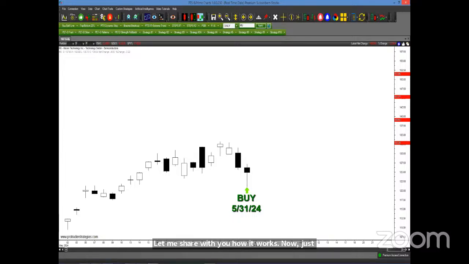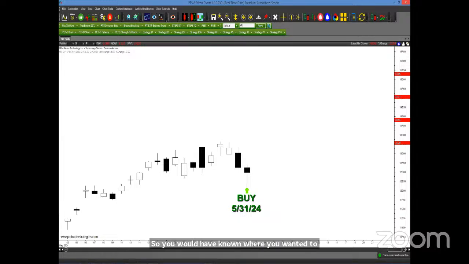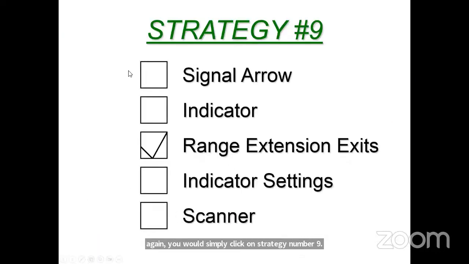Now, just about a month ago, here was an actual signal that was generated you could have scanned for in Micron, in MU, okay? It was a buy signal on the 31st. So you would have known where you wanted to enter, where you wanted to place your stop, but say you're wondering where you want to exit. Well, here's one of the best things. On our platform, once again, you would simply click on Strategy Number 9, and in that drop-down menu, instead of signal scanner, click on range extension exits. This is just one of the exit plans we teach you.